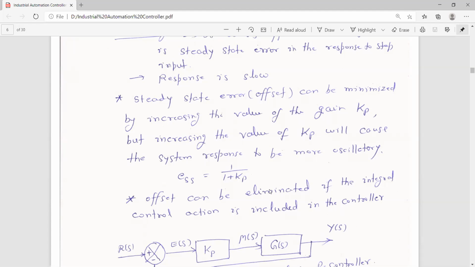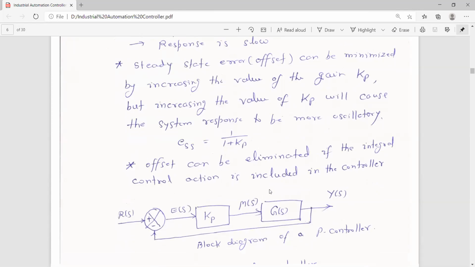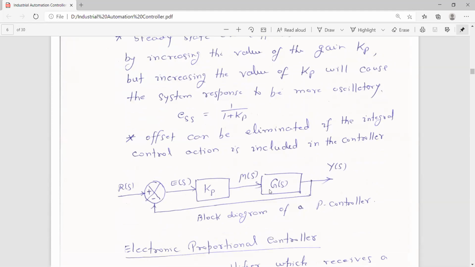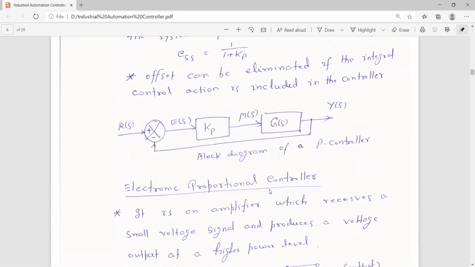But if we add the effect of integral along with the proportional, then this can be eliminated. That will come later on, because the offset here can be eliminated if the integral control action is included in the controller. Now, the simple block diagram has the comparator, then Kp, which is only the proportional controller, and GS is the plant, simply the transfer function GS that we have kept.